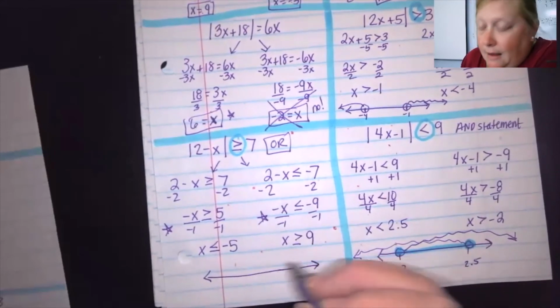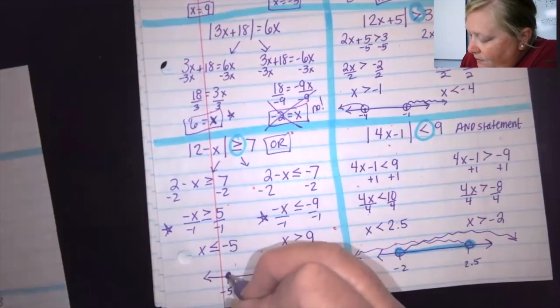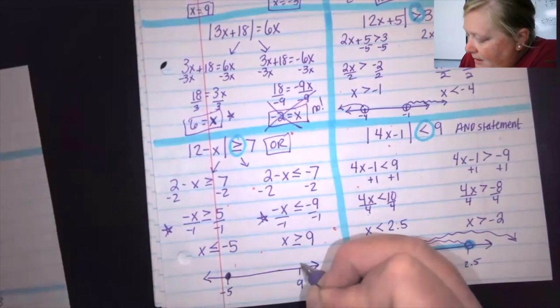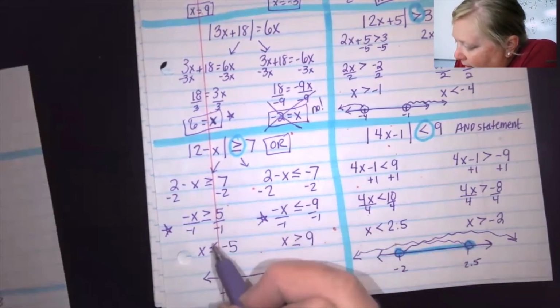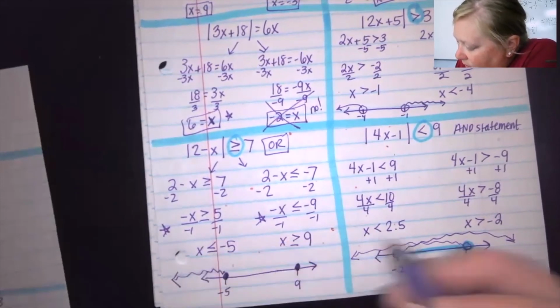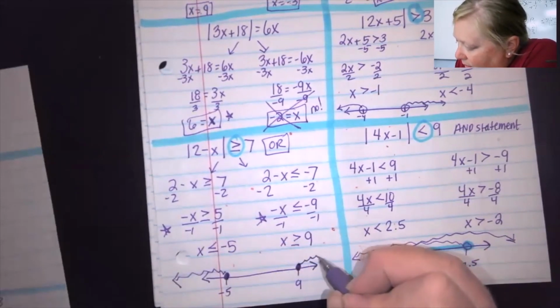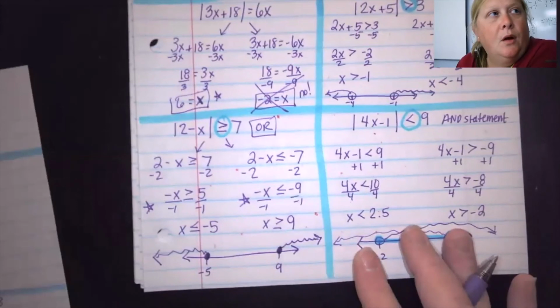Oh, so these are solid circles. -5. Here's a 9. Okay, let's see. X is less than or equal to -5. And x is greater than or equal to 9. Nice. That works out. Okay, now it's your turn.